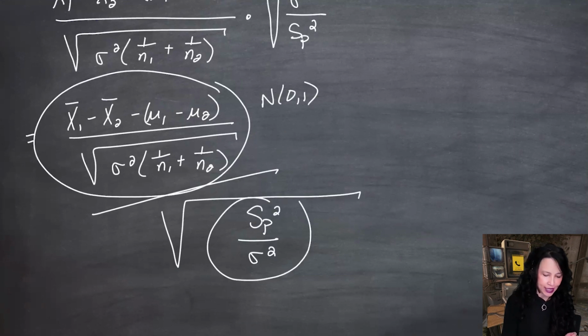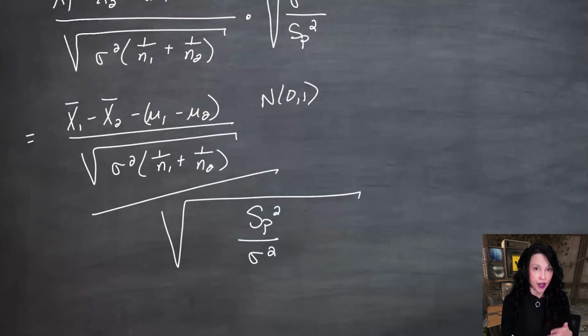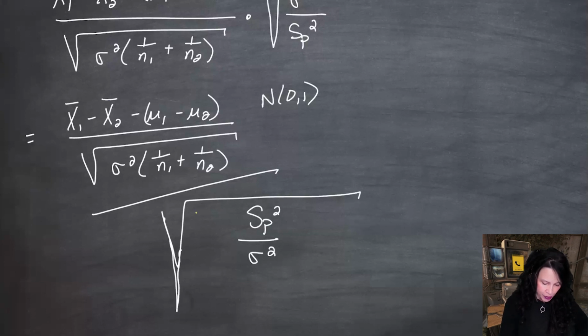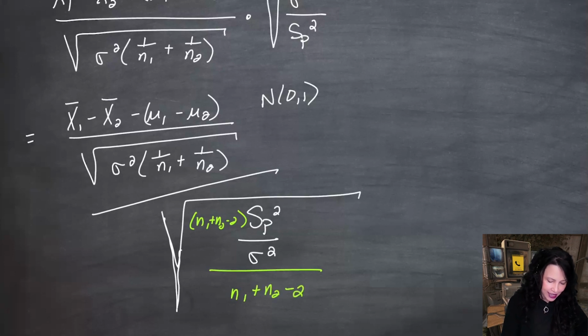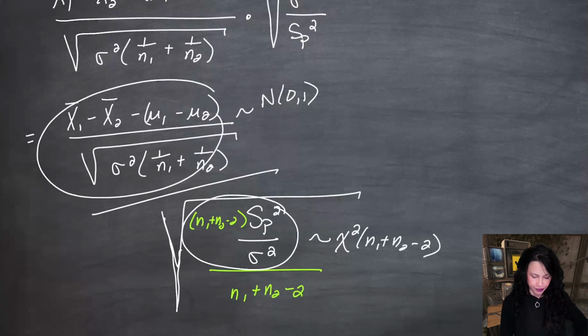This is starting to look like a t-distribution, but the thing in the bottom is not a chi-squared, and also to get the t-distribution, you need to divide by the degrees of freedom. Let me extend this square root down a little bit. If I go in and multiply by n1 plus n2 minus 2, and also divide by that, then this thing in here is chi-squared with n1 plus n2 minus 2. This thing up here, again, is normal 0, 1.